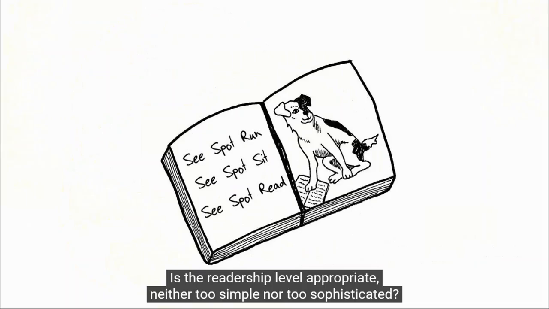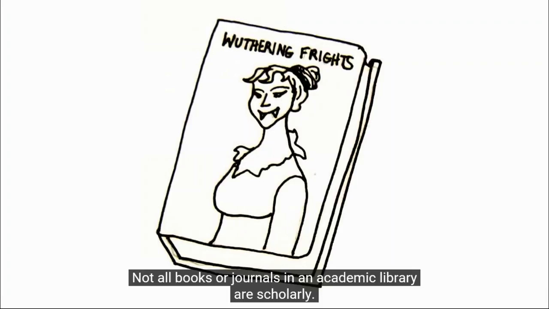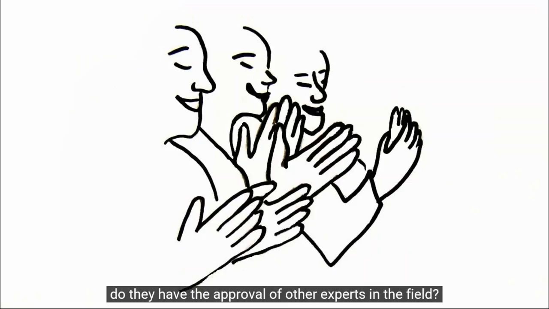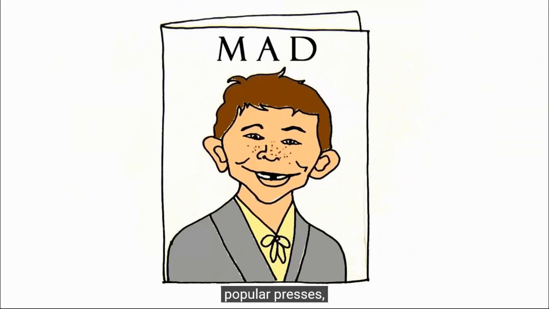Authority. Not all books or journal articles in an academic library are scholarly. Who are the authors and/or editors, and what are their credentials? For journals, are articles peer-reviewed? That is, do they have the approval of other experts in the field? For books, are they published by scholarly presses, popular presses, or self-published?